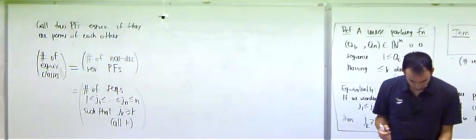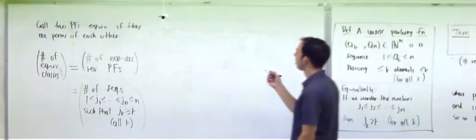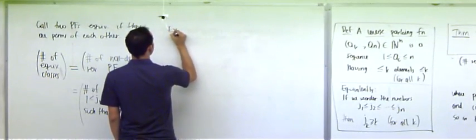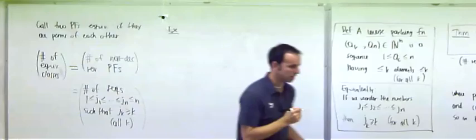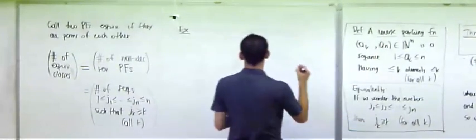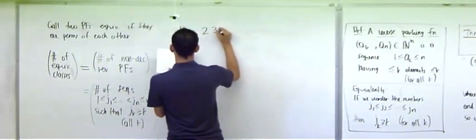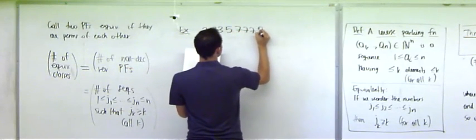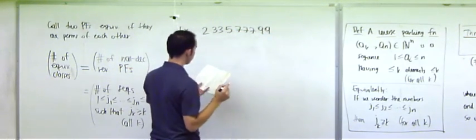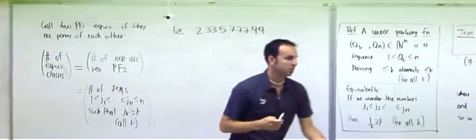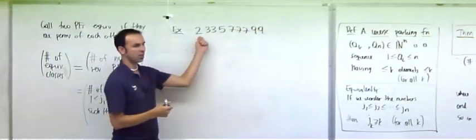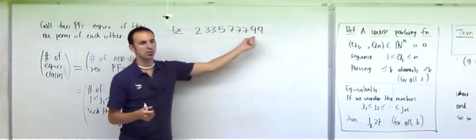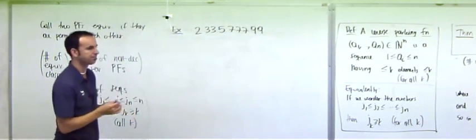And well, let's do an example. How about something like this? 2, 3, 3, 5, 7, 7, 7, 9, 9. Okay. So I need to check that the numbers are bigger than or equal to 1, 2, 3, 4, 5, 6, 7, 8, and 9 respectively. And they are.